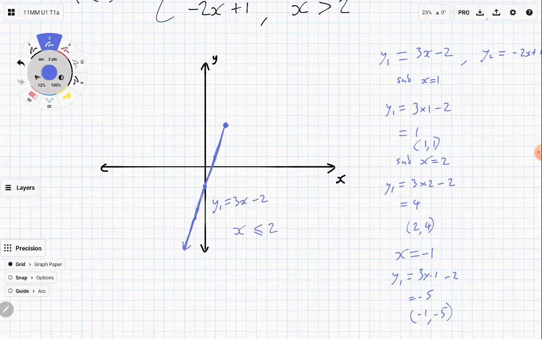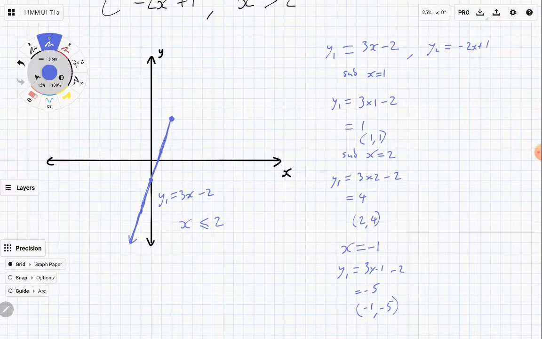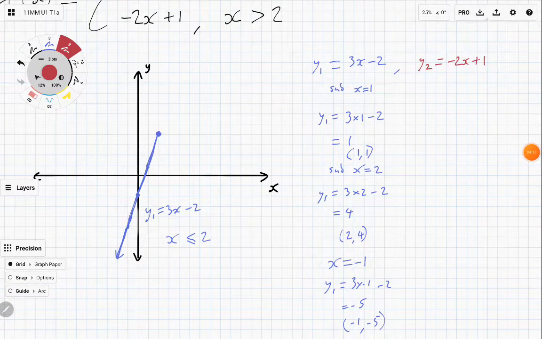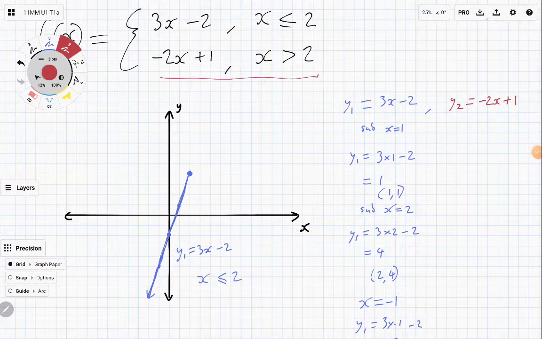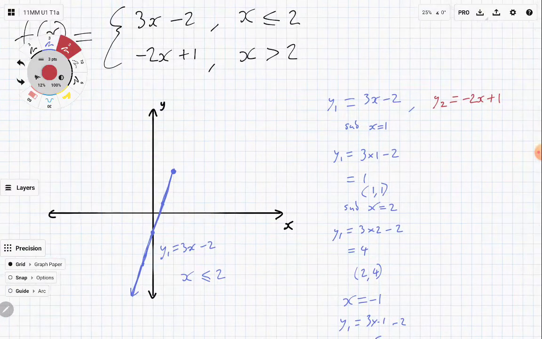So I'm going to recolor this one red, y2, and we're going to do the same thing for y2. Now y2 is only defined when x is bigger than 2. So the smallest number I can choose for it would be 2.00001, very, very slightly bigger than 2. But I kind of want to know what happens at the changeover point, where we go from the blue line to the red line. We'll do that in a second. Let's start with some more simple ones.